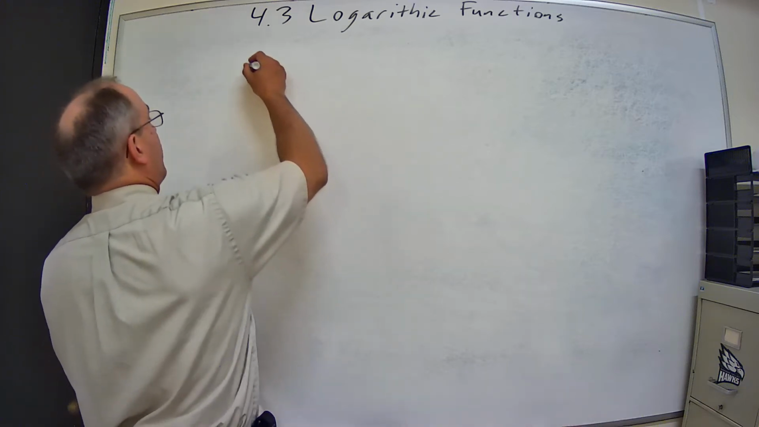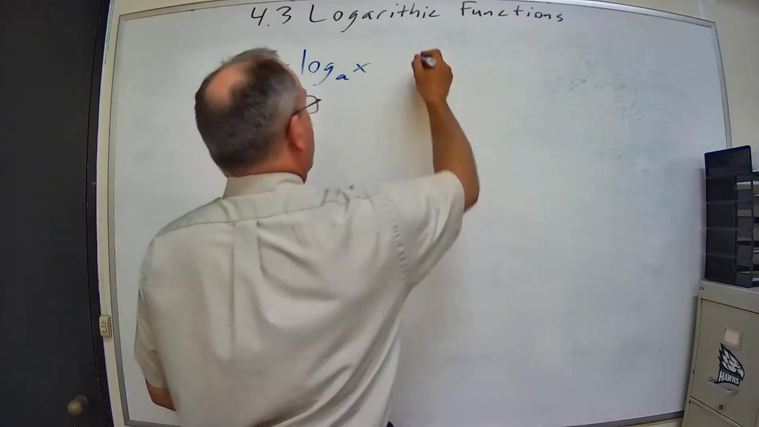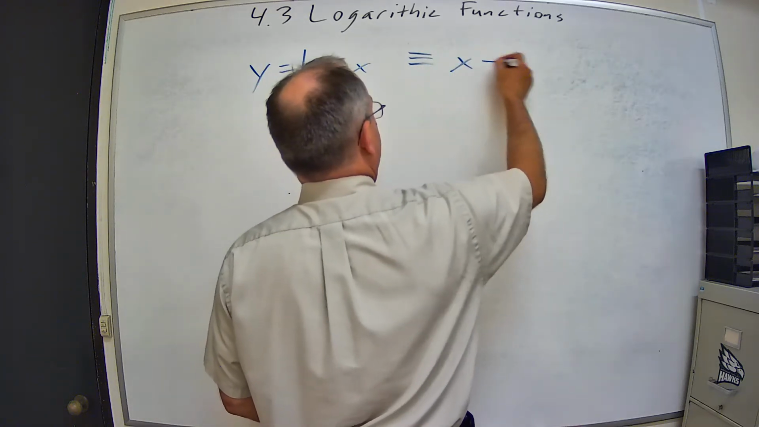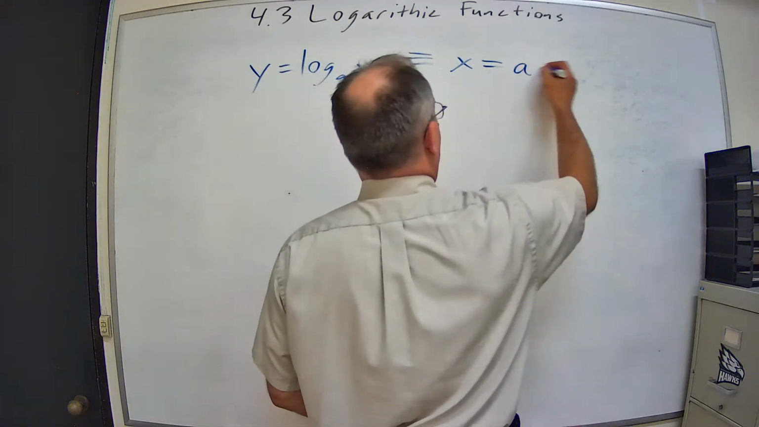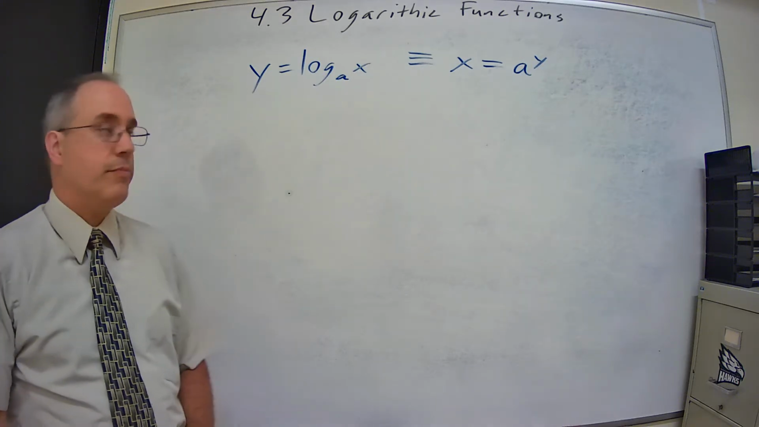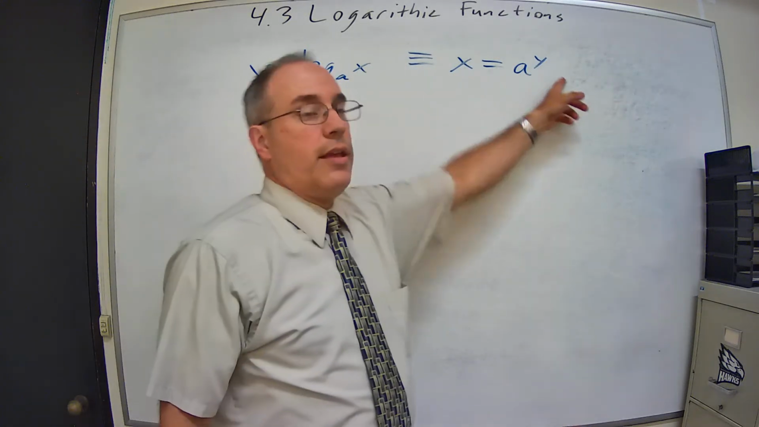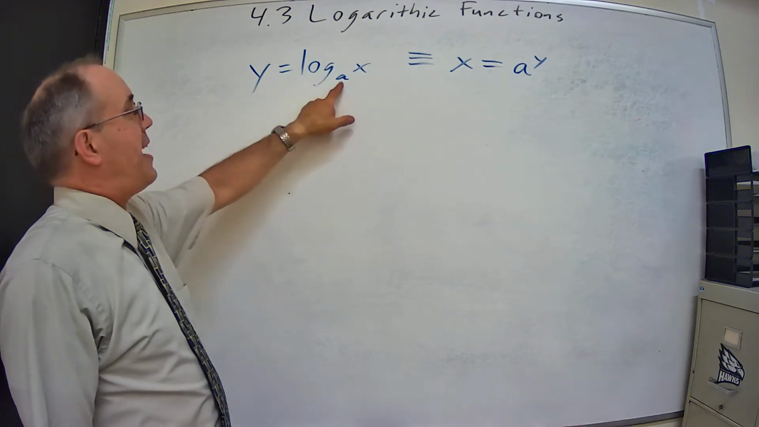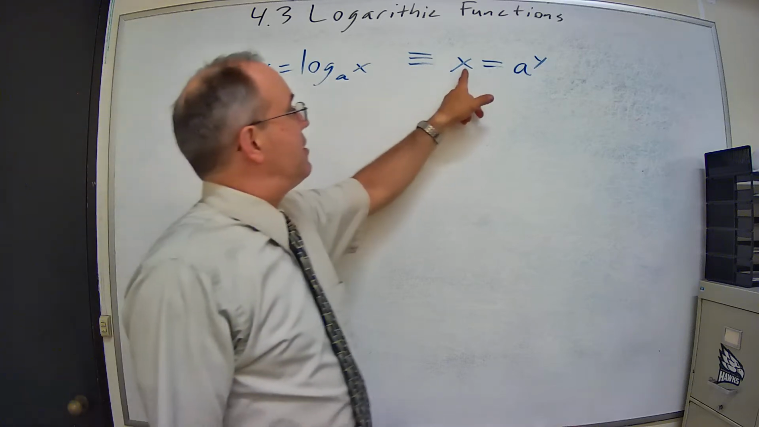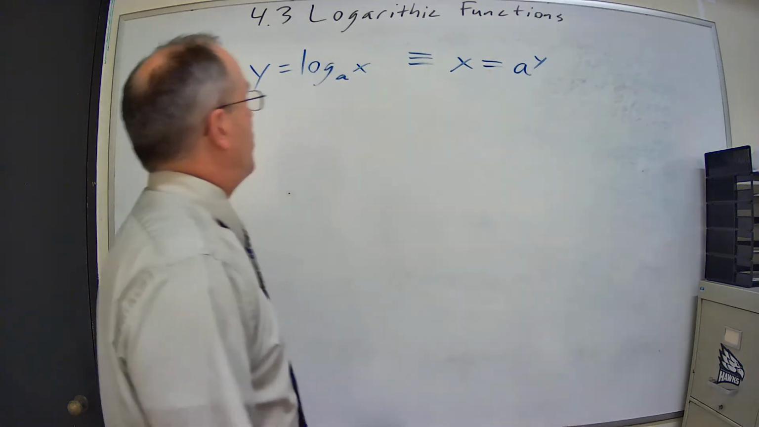then we can say that y is equal to the log base a of x is equivalent to x is equal to a to the y. Where this is the same x, that's the same a, and that's the same y. And we call this y equal to log base a of x, known as base a. X is equal to a to the y, where a is the base and y is the exponent.